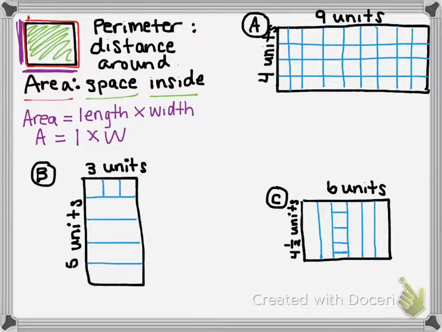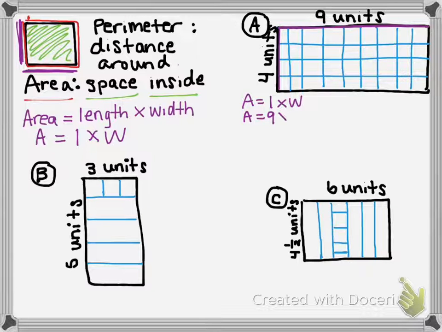First, turn your attention to rectangle A. This rectangle is 9 units long by 4 units wide. So to find the area of this rectangle, we are going to use our formula A equals L times W. We don't know what the A is because A stands for area, and that's what we're trying to find. So I'm going to put A back down here. But we do know what the length is. Like I said before, the length is 9 units. So for the L, we're going to put 9.